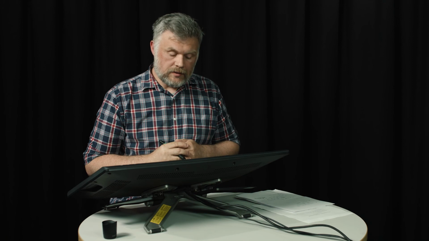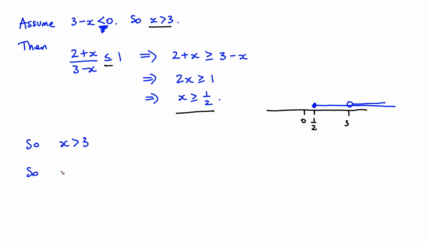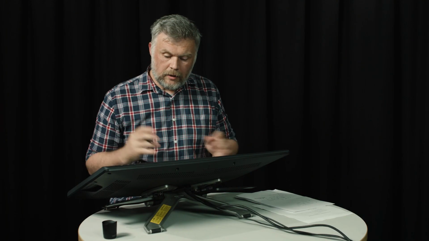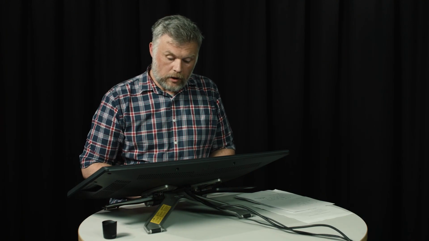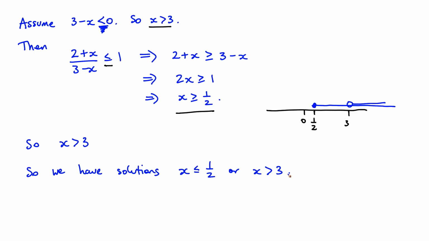Right, so that's our two cases. And we can put these together. So we have solutions: x is less than or equal to 1/2, or x is strictly bigger than 3. Any number satisfying either one of these inequalities will be a solution to the original inequality.